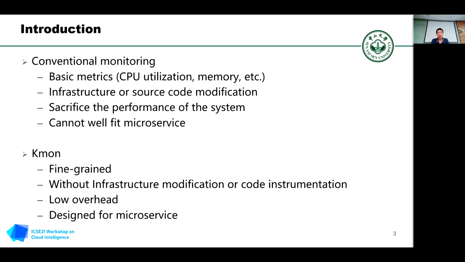Some monitoring tools for microservices can collect and aggregate indicators. However, most of them only focus on basic metrics of resource usage, and sometimes need to change the underlying infrastructure. Some tools can capture internal indicators, such as strace, but they sacrifice the performance of systems and cannot fit the microservice environment well. Our monitoring system, Kmon, can capture conventional metrics more accurately.